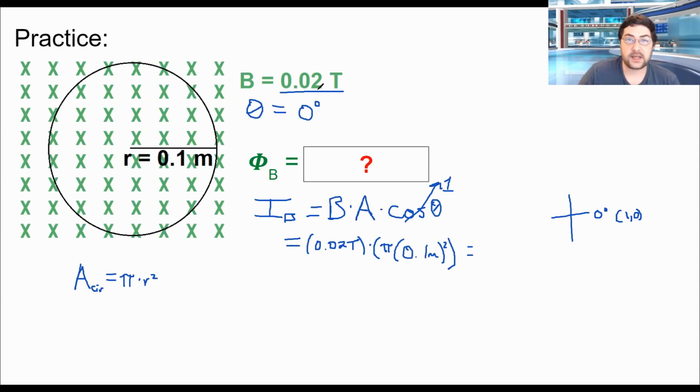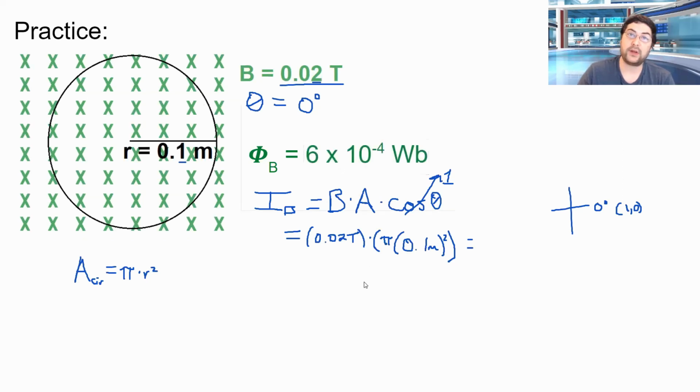Now, for sig figs, they only gave us one sig fig for our magnetic field strength, and they only gave us one sig fig for our radius. That means that we only need to have one sig fig for our magnetic flux. So hopefully you came up with 6 times 10 to the negative 4th Webers.